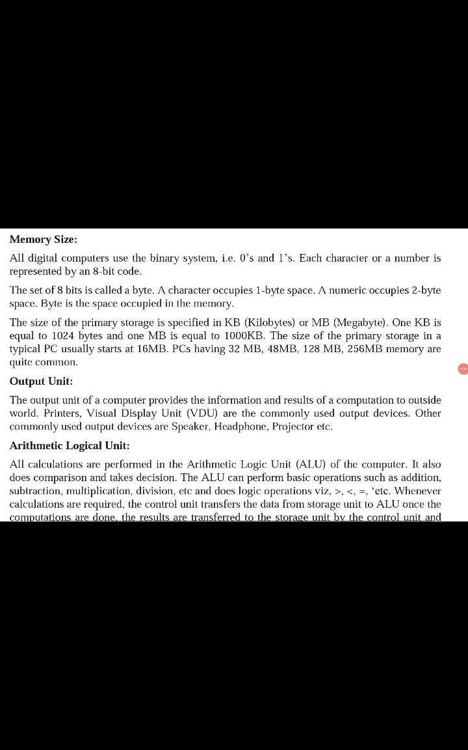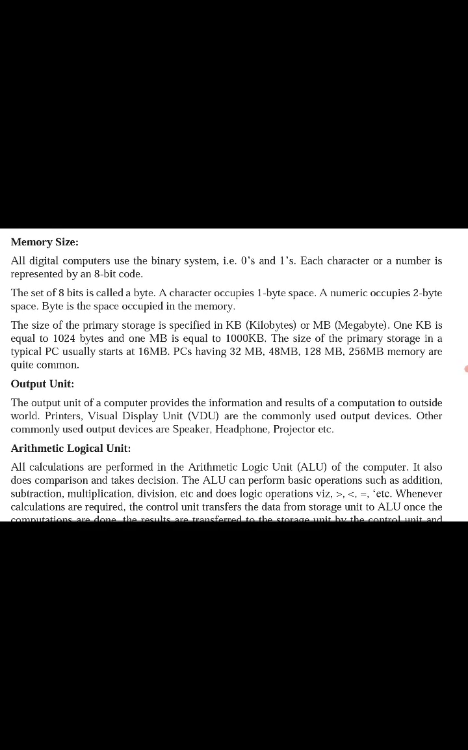So, memory size. How do we represent computer memories? Generally, all digital computers use the binary system, that is 0s and 1s. Each character or number is represented by an 8-bit code. The set of 8 bits is called a byte. A character occupies 1 byte of space, and a numeric occupies 2 bytes of space. Byte is the space occupied in the memory.